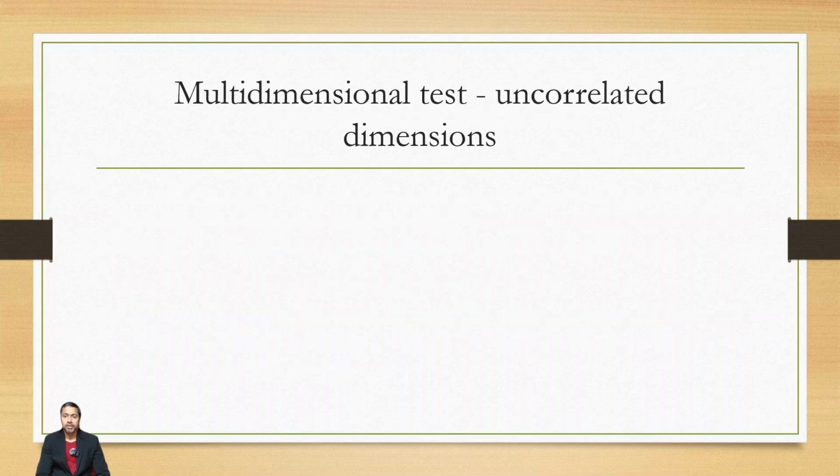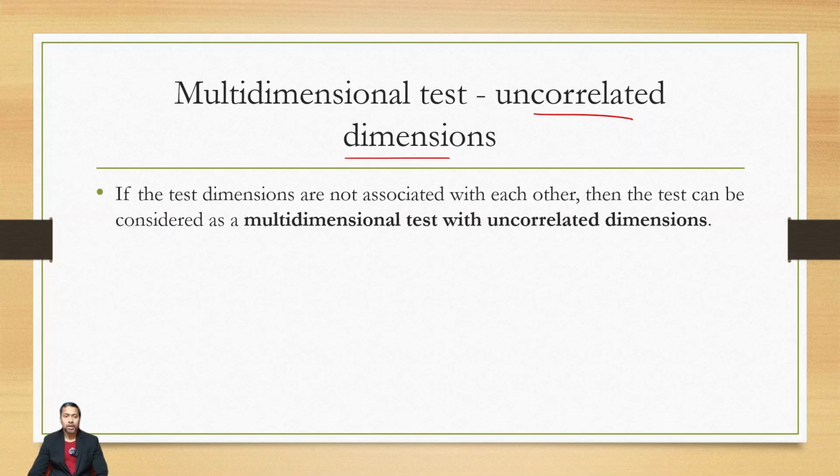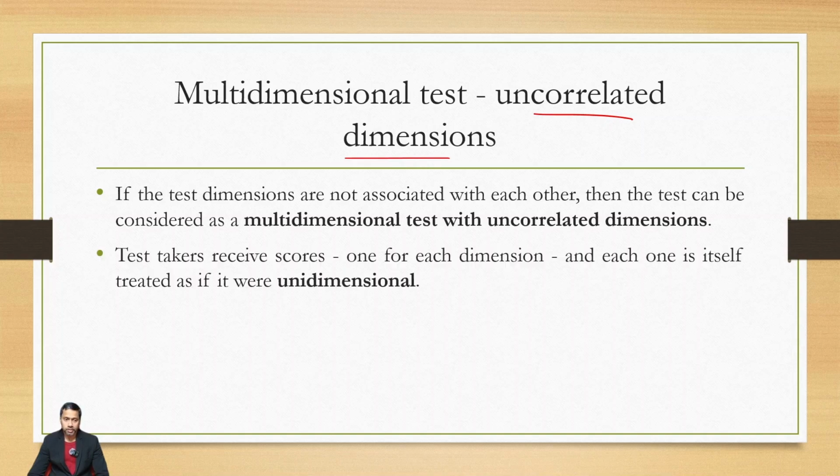Next comes the multidimensional test with uncorrelated dimensions. Uncorrelated dimensions means the 5 or 6 dimensions that we saw in the previous slide are not correlated to each other. If test dimensions are not associated with each other, then the test can be considered a multidimensional test with uncorrelated dimensions. Here test takers receive scores, one for each dimension, by summing or averaging, and each one is treated as if it were unidimensional, because if it is not correlated, it doesn't matter whether you take the responses separately or combined.